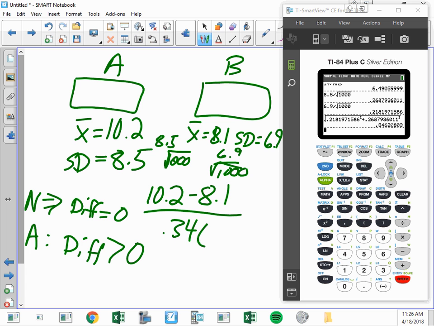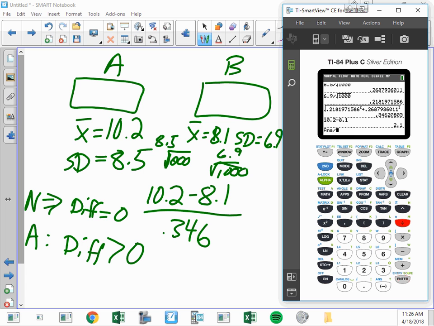Put it right here. So 10.2 minus 8.1 divided by 0.3462. And I got a z-score of 6, which means we reject the null. We say the difference is highly significant, which means, do public school attendees work more than private school attendees? Most definitely they do. Yes, they do.